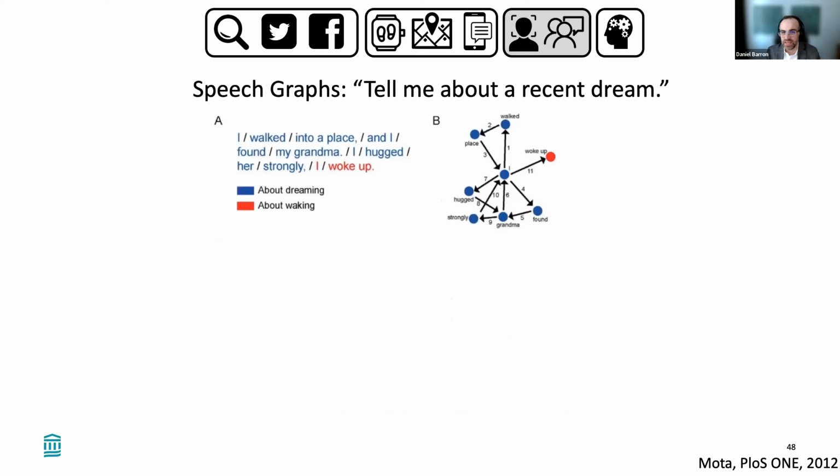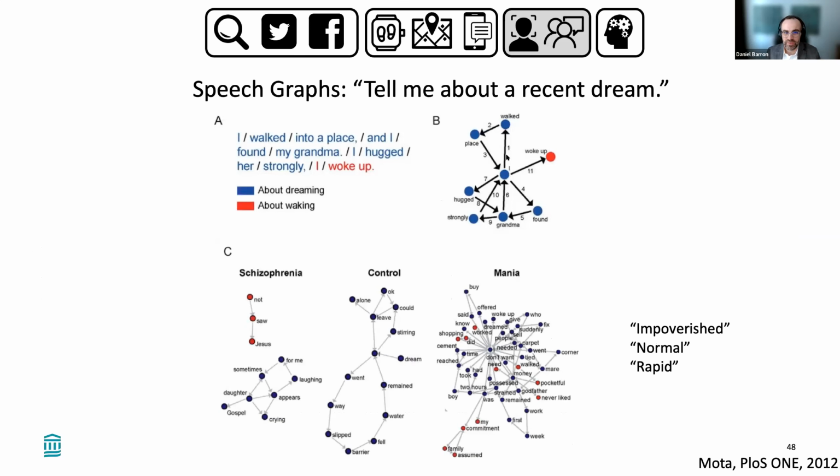Another way of representing the data would be with a speech graph, which is, I think, a really cool, intuitive approach to tracing someone's thought process, right? And so you can imagine you could trace that I walked to a place and found grandma, and then I hugged grandma strongly, and then I woke up in my dream, right? So this is describing a dream. Whereas a patient with schizophrenia might have impoverished speech, which isn't directly connected. And you can actually see the impoverished speech here in relation to what a healthy control might describe.